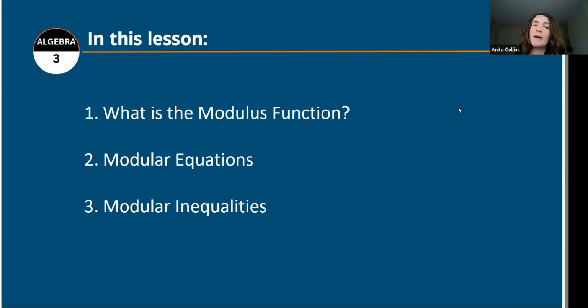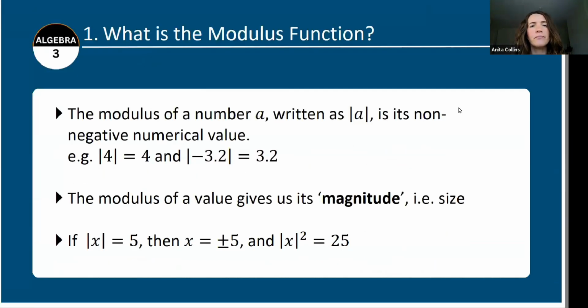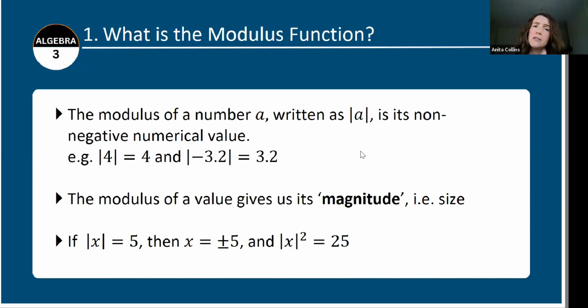So you can see we're going back to some old ideas as well with equations and inequalities, but we're going to be applying it in this new scenario. So what is the modulus function? The modulus of A, written as those vertical bars, we often say mod A, is its non-negative numerical value. So basically, modulus of 4 is 4, but the modulus of minus 3.2 is 3.2. It basically means drop off the minus, ignore the minus.